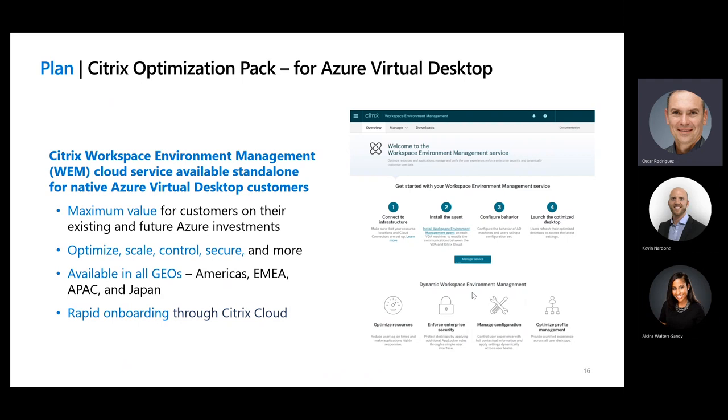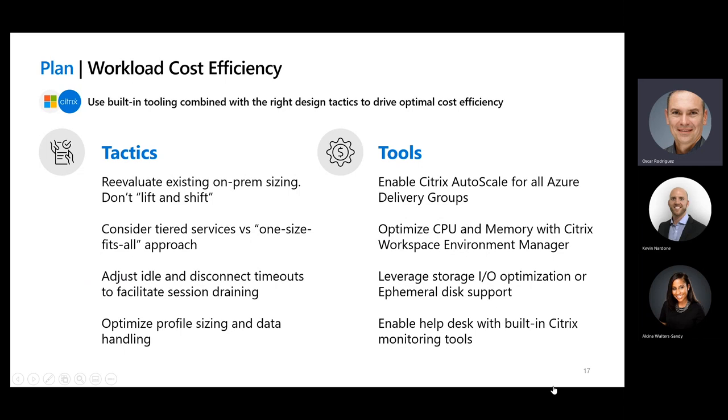Lastly, we have this slide that kind of reviews a little bit. On the tools on the right-hand side, it's a little bit of what I just covered. So we have that autoscale tool that will help you make sure you keep those costs down. That Workspace Environment Manager that can optimize and monitor the CPU, the RAM, the IO, and of course, being able to have things like our monitoring tool built in.